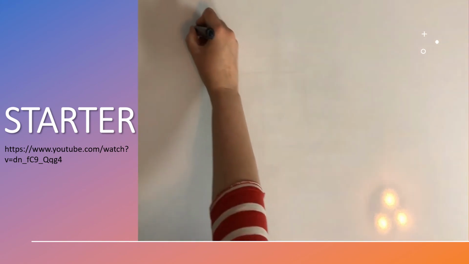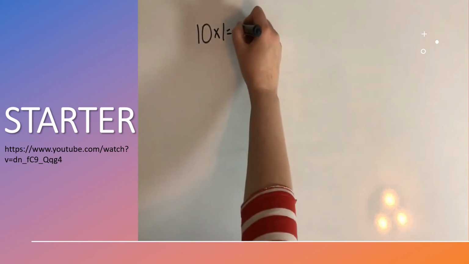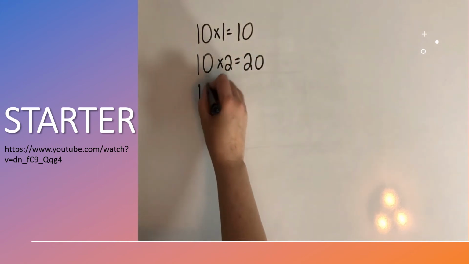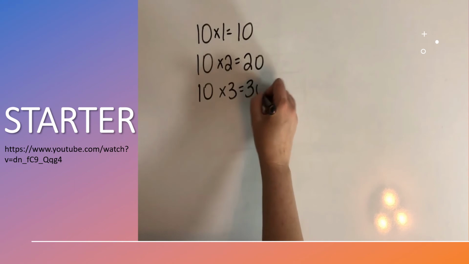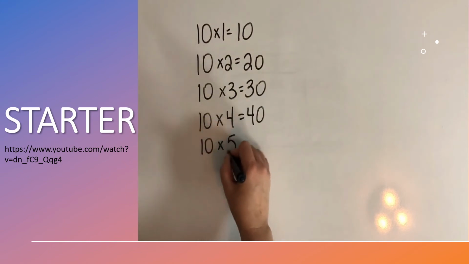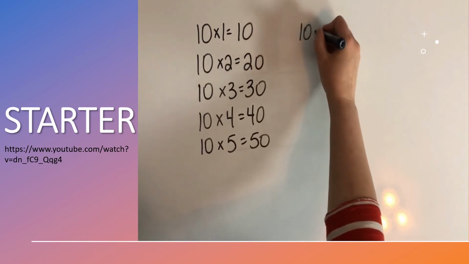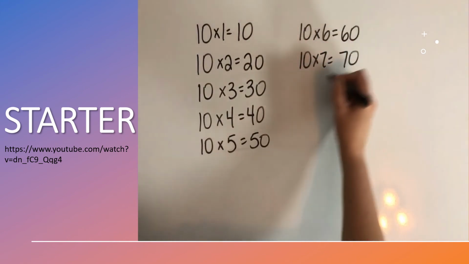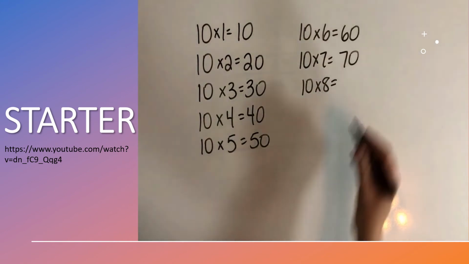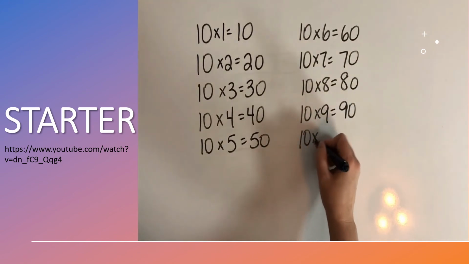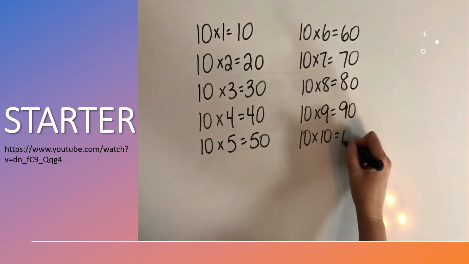Okay, so let's go through the tens facts. So you can say them with me. 10 times 1 is 10. 10 times 2 is 20. 10 times 3 is 30. 10 times 4 is 40. 10 times 5 is 50. 10 times 6 is 60. 10 times 7 is 70. 10 times 8 is 80. 10 times 9 is 90. And our last one, 10 times 10 is 100.